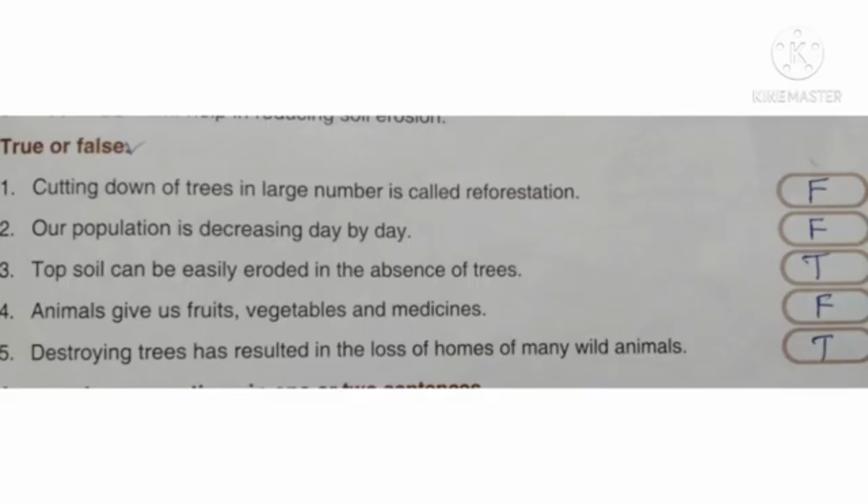4. Animals give us fruits, vegetables, and medicines. The answer is false. This statement is false because animals will not give fruits, vegetables, and medicines. And the last one is, destroying trees has resulted in the loss of homes of many wild animals. Answer? True.